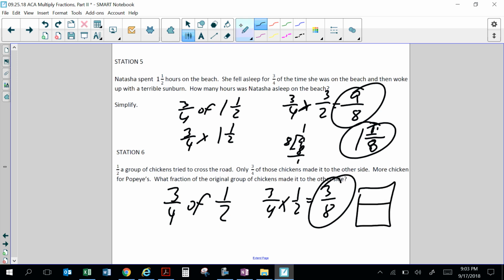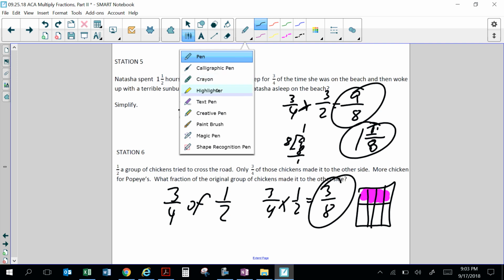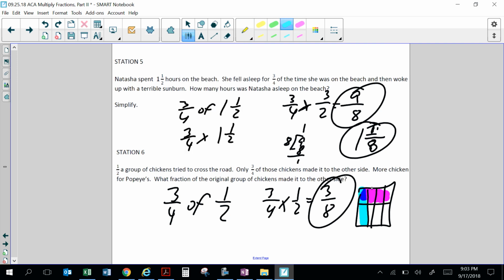Again, here's a picture. Here's half. I shade in half of this. And then I split this into fourths. And I shade in the other half of it. And it's 3 out of 8.